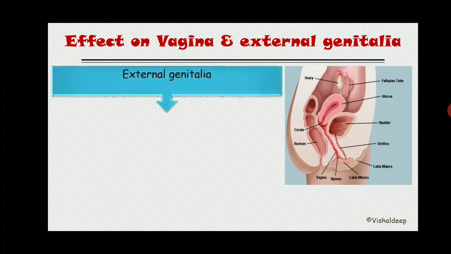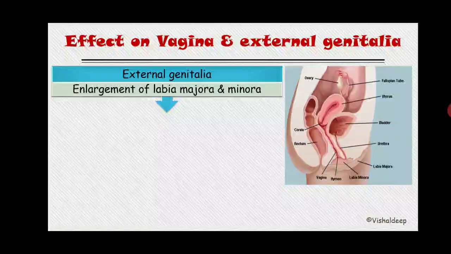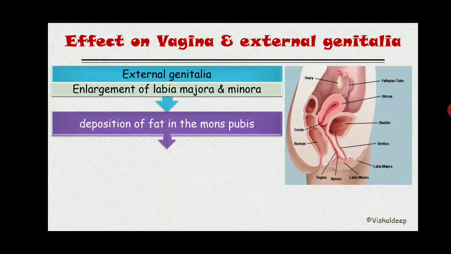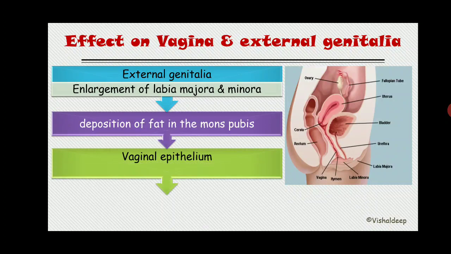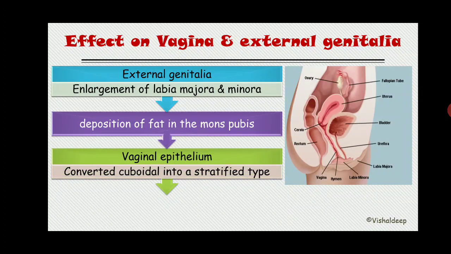As far as the external genitalia is concerned, it basically causes enlargement of the labia majora and labia minora. There is a deposition of fat in the mons pubis. And as far as the vaginal epithelium is concerned, it converts the cuboidal to the stratified type. So basically estrogen causes the vaginal epithelium to become resistant to infection.